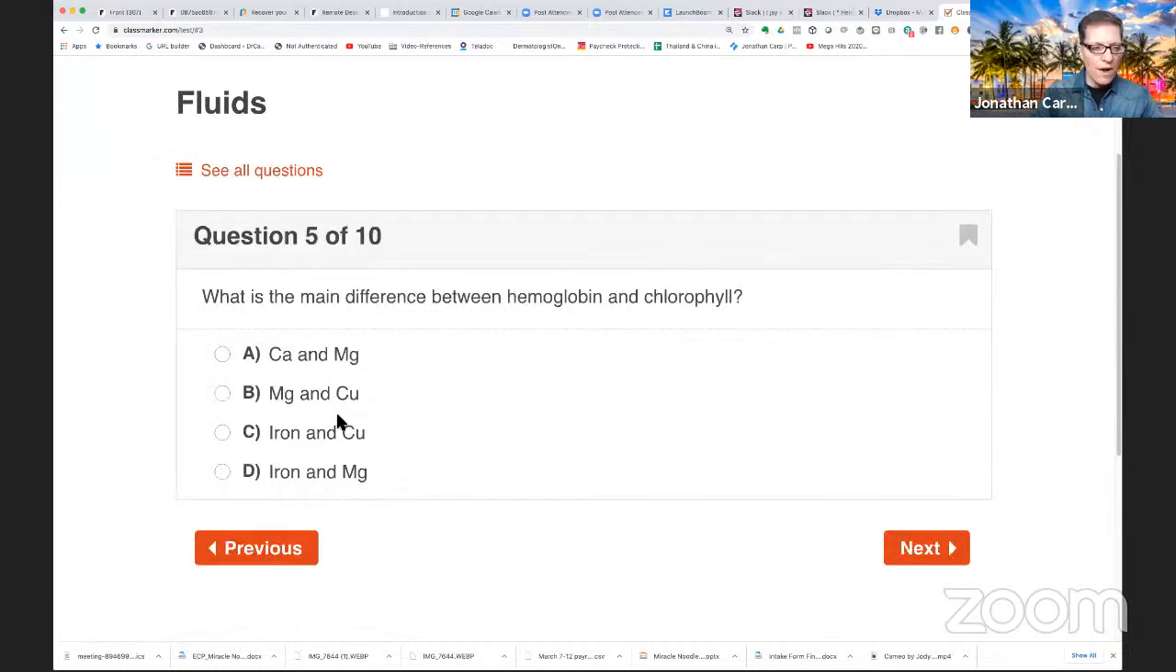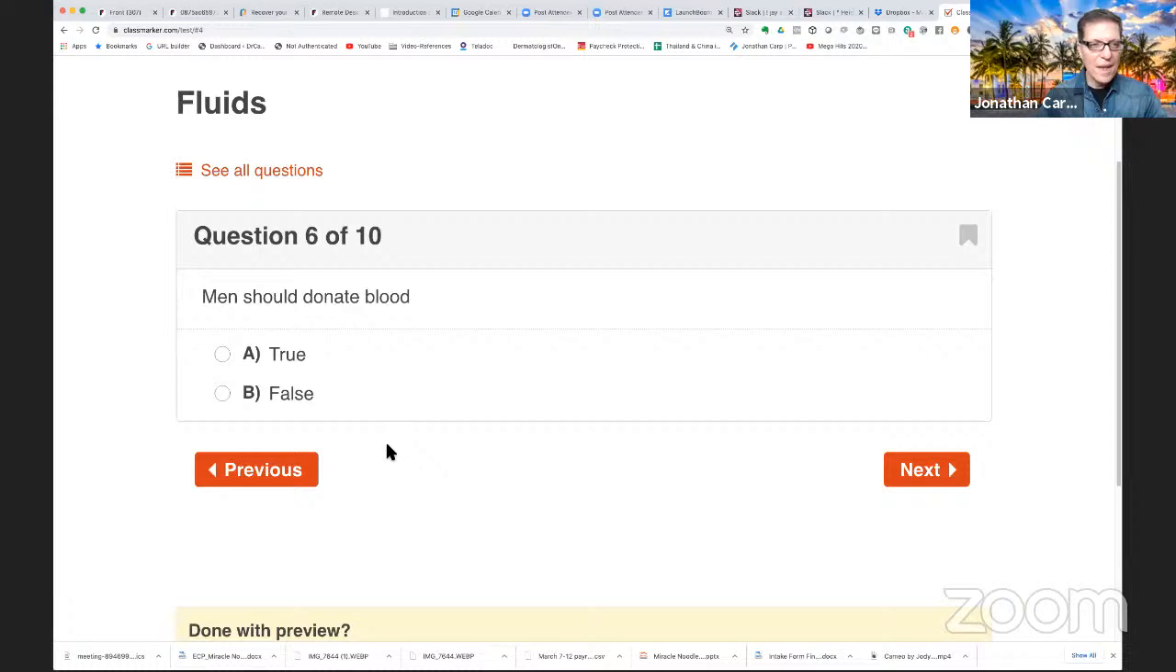What is the main difference between hemoglobin and chlorophyll? Calcium and magnesium, magnesium and copper, iron and copper, iron and magnesium. Yep, D, iron and magnesium. Very, very close, except for just that. Men should donate blood, true or false? True, that is right. They live longer when they donate blood.